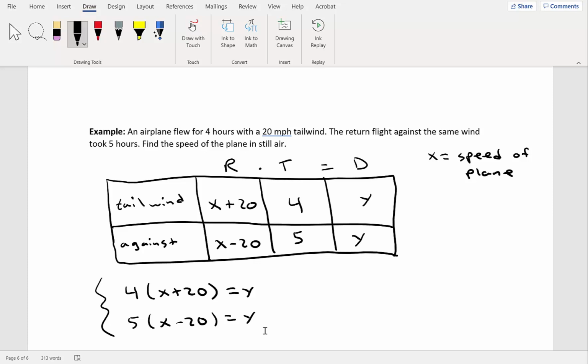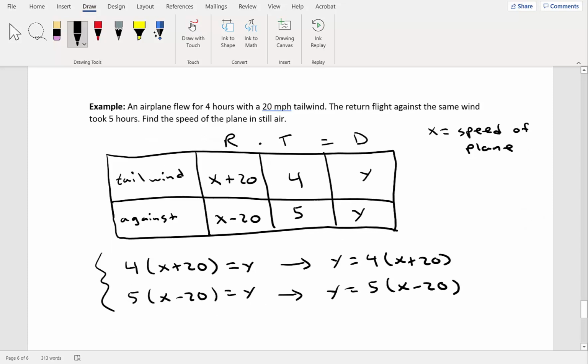Okay. Now instead of putting rate times time, what I did is I put time times the rate, just so we could have our numbers on the left-hand side of the parentheses. Something that we're a little bit more used to seeing. And remember, so I'm just going to rewrite this. This is the same as y. Y is equal to 4 times x plus 20. We have y is equal to 5 times x minus 20.